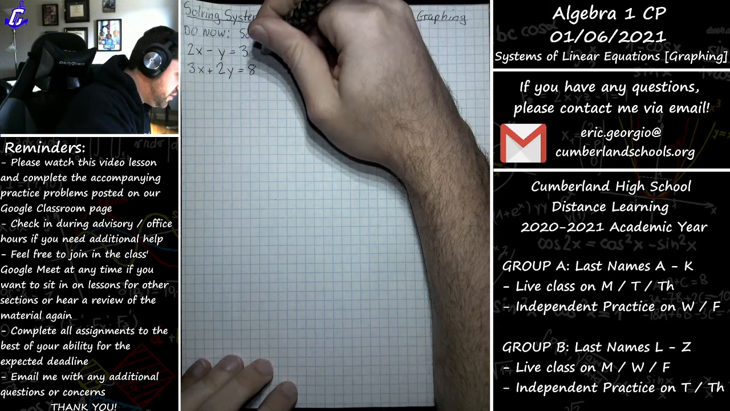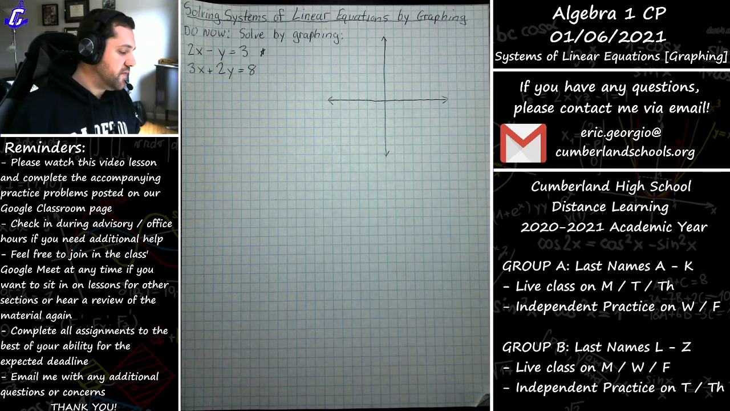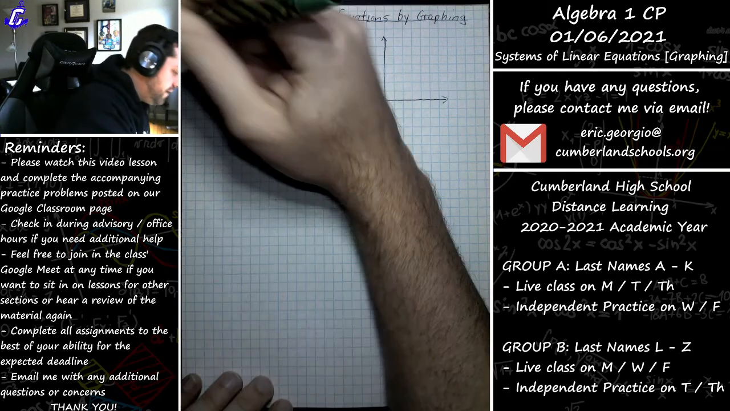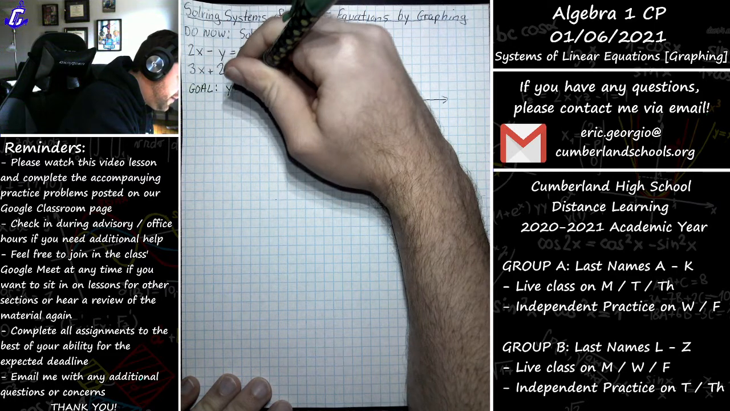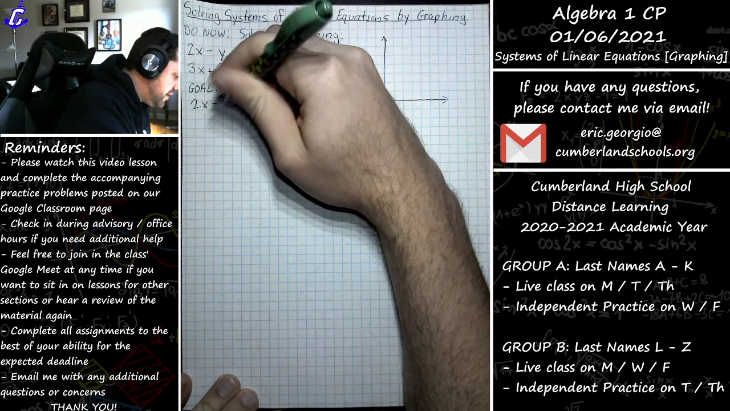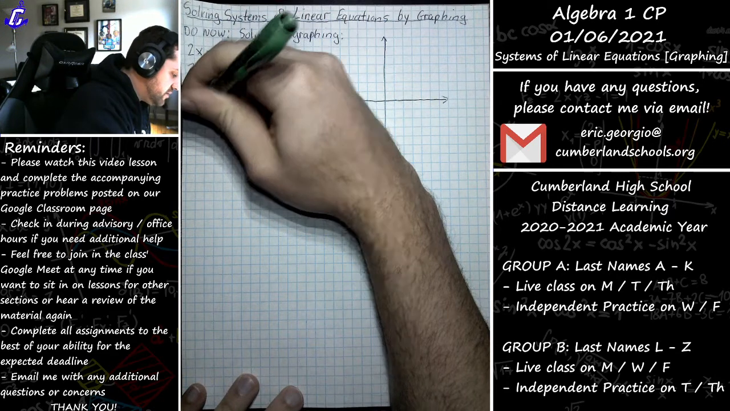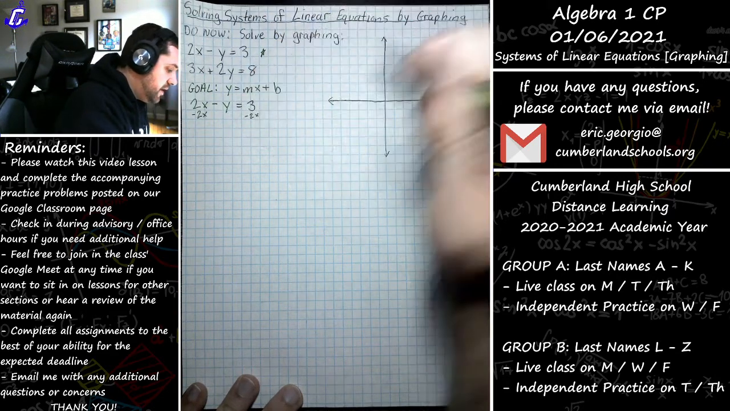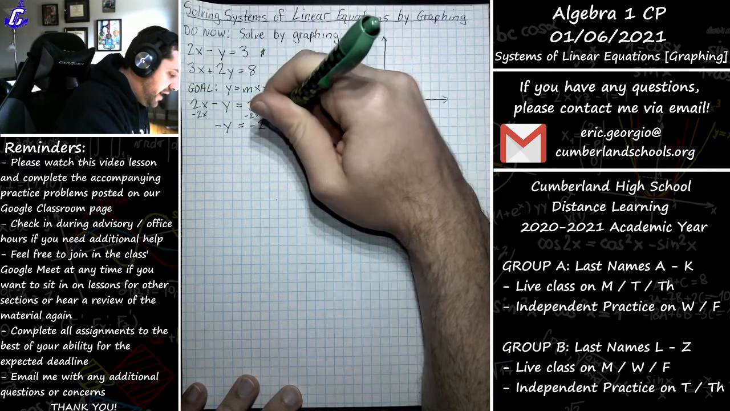So I'll do the first one in green here. Remember, with an equation in standard form, you could choose to find the x and y intercepts, or you could choose to convert to y equals mx plus b. I'll do this one by converting. I'm starting with 2x minus y equals 3, and I want to get y by itself. So I would subtract 2x from both sides, giving me the opposite of y, or negative 1 times y, is equal to negative 2x plus 3.